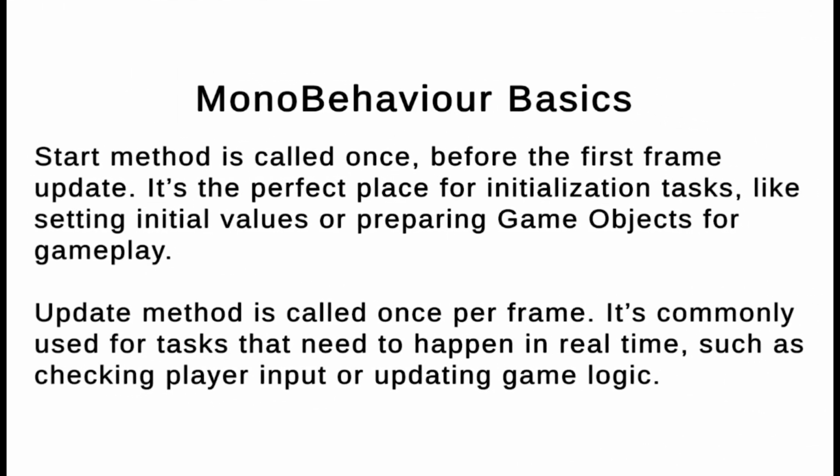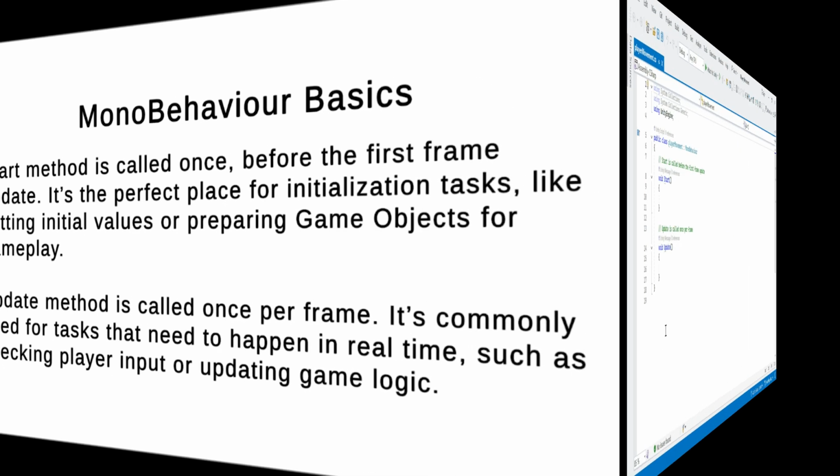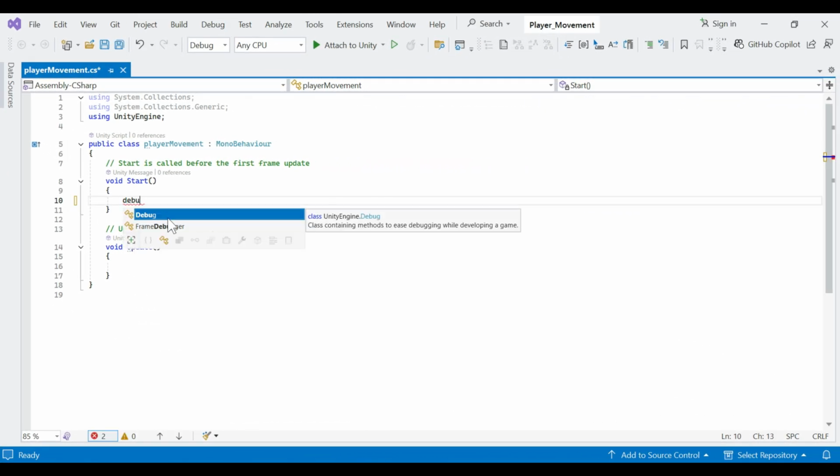First, Start method is called once before the first frame update. It's the perfect place for initialization tasks like setting initial values or preparing game objects for gameplay. Example for Start method.